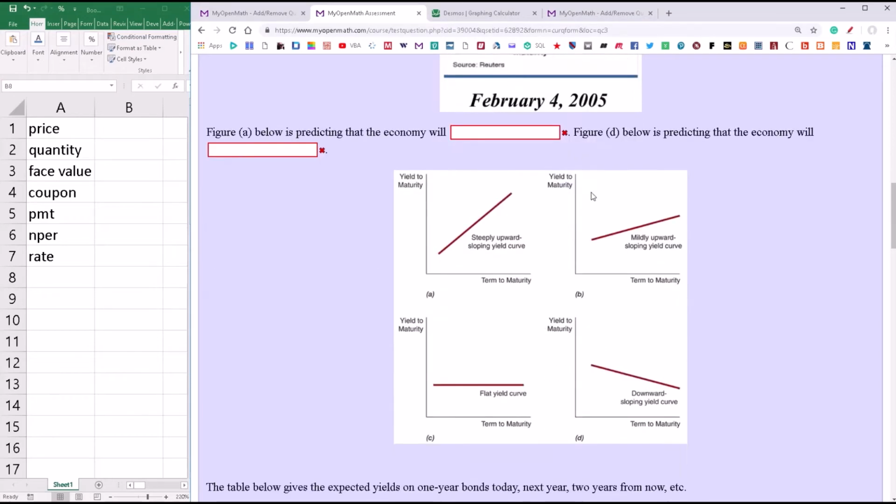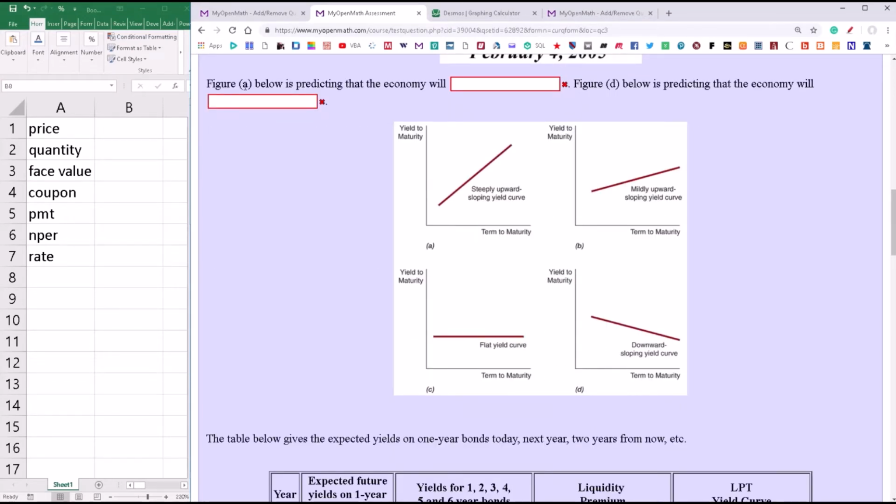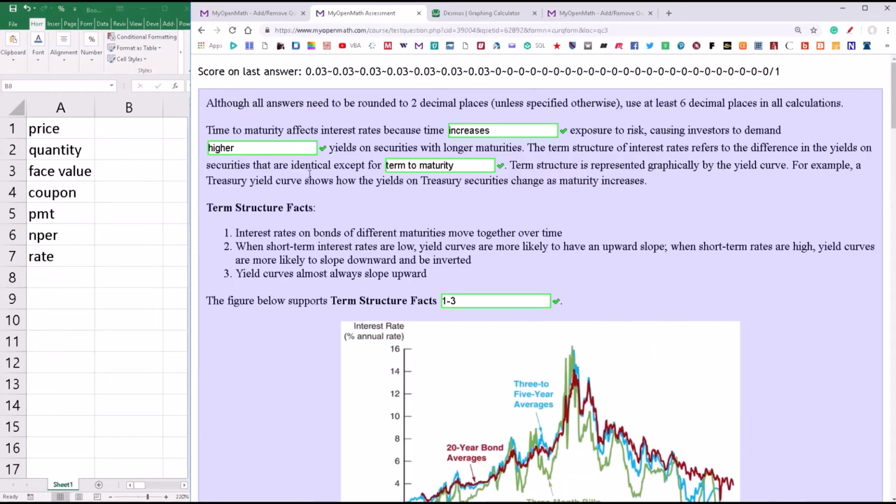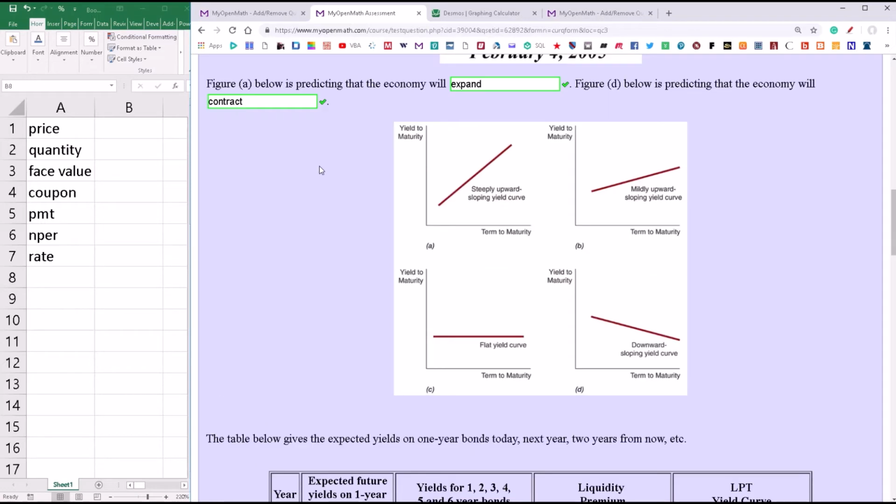Now in this figure, figure A is predicting what? It's predicting the economy will expand. The steeper the yield curve, the more likely the economy is expanding rapidly. What about figure D? Figure D is suggesting the economy is going to contract. We're going to go into a recession. Yield curves that are historically inverted, where the short-term rate is higher than the long-term rate, predict a recession, or that the economy will contract. GDP next year will be smaller than it is this year. So we got all those correct.